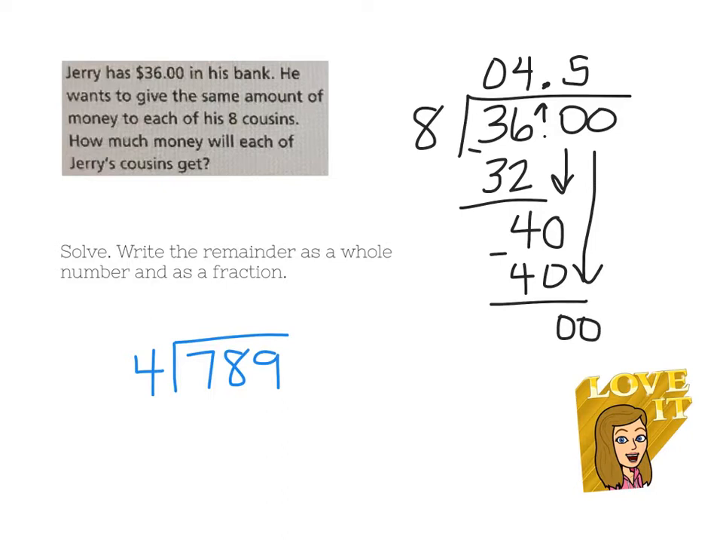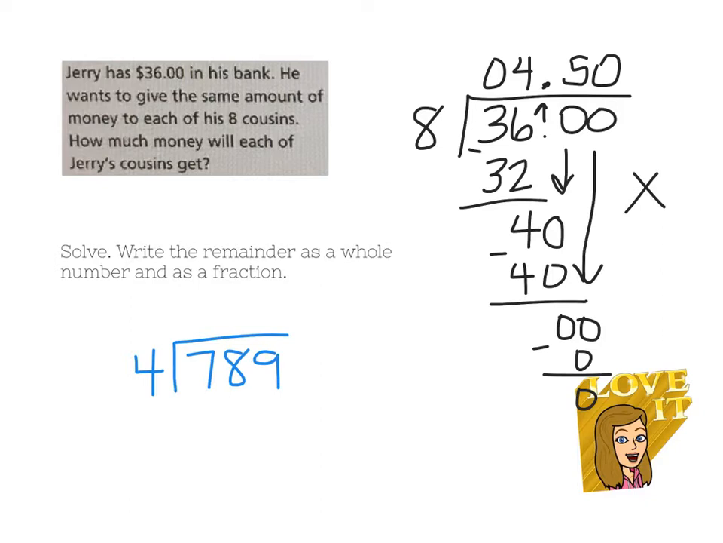Okay, so now that's created the number 0. 8 cannot go into 0, so I put up another 0. 8 goes into 0 0 times. 8 times 0 is 0. Subtract. Nothing left over. No more numbers to bring down.